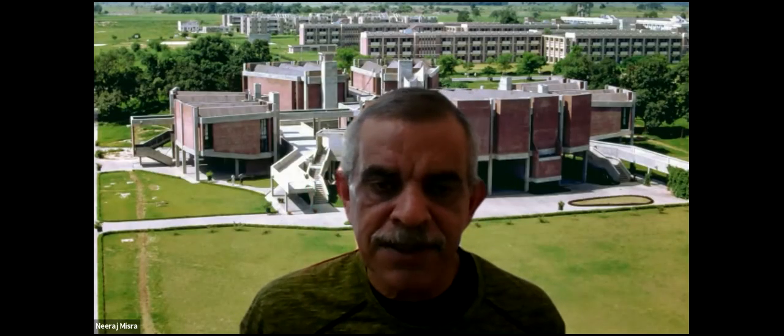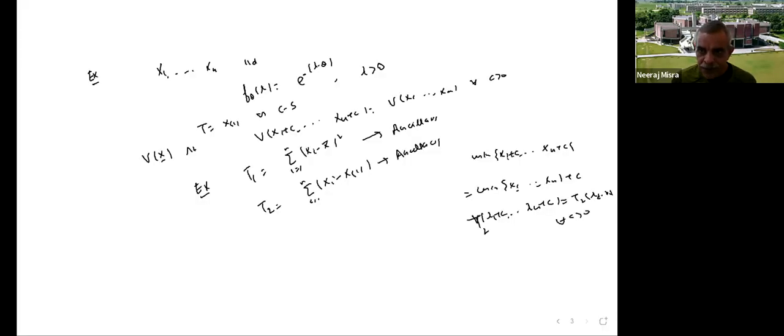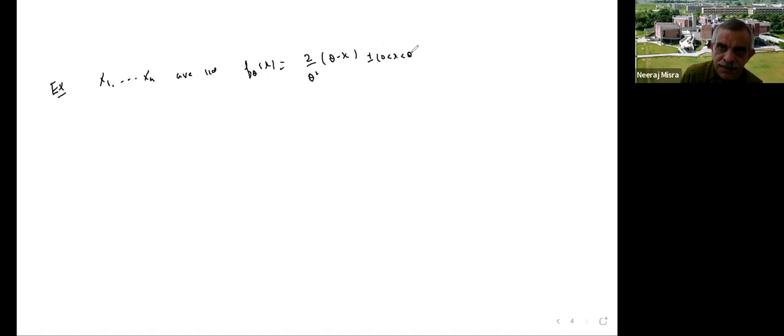Okay, let me just use the whiteboard again. What is the PDF? Sir, it's 2 by theta square. X1, X2, Xn are IID, right? Yes, sir. Yeah, the PDF f theta x is the same as 2 by theta square multiplied by theta minus x, with the indicator function of 0 less than x less than theta.